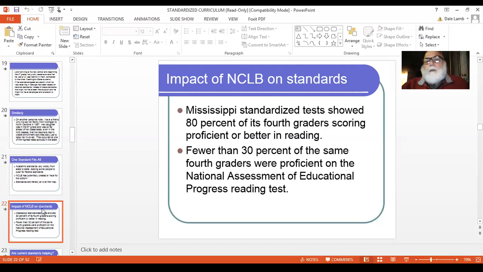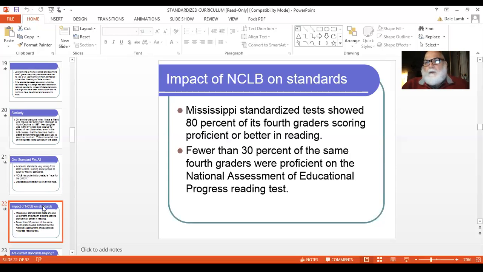So here's what happens. Mississippi standardized tests on a Mississippi test showed 80% of fourth graders were proficient or better in reading. However, fewer than 30% of the same fourth graders were proficient when they were given the NAEP reading test, a national test. That's what I was talking about in North Carolina. That was a trap that we fell into.